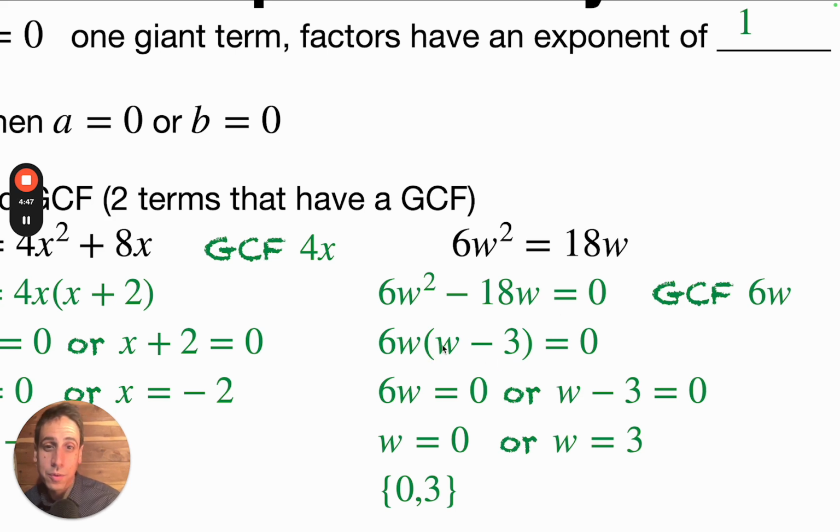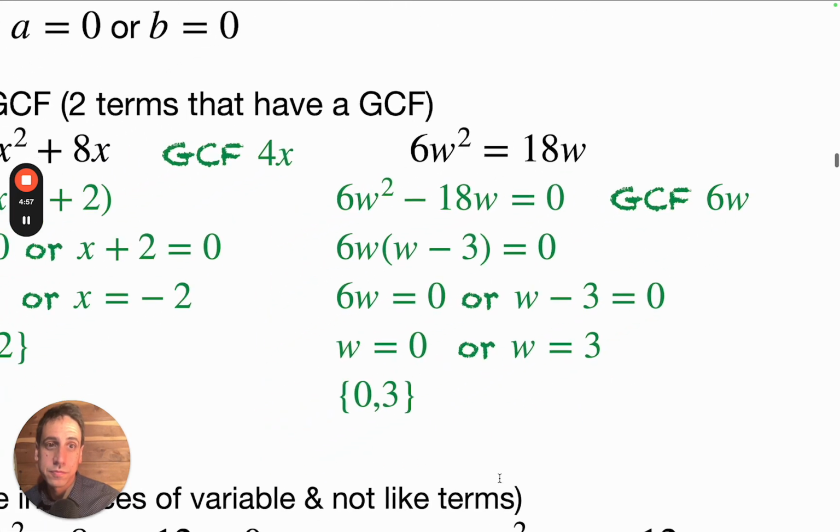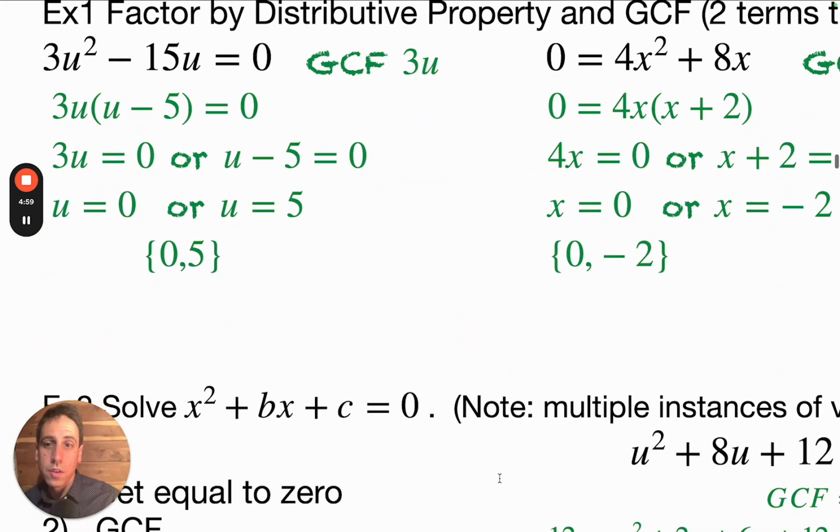Now that it's in factored form, we use the zero product property to split them up, and now we can undo operations like we do in Algebra 1. Divide by 6 here, add 3 here, and you get your answers. All right. Let's move on to some even more complicated equations.